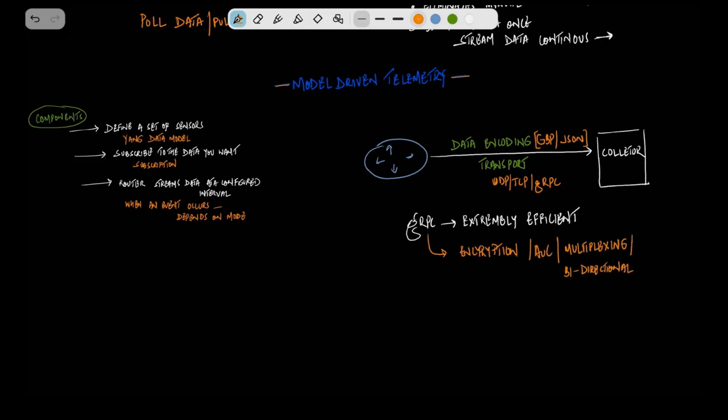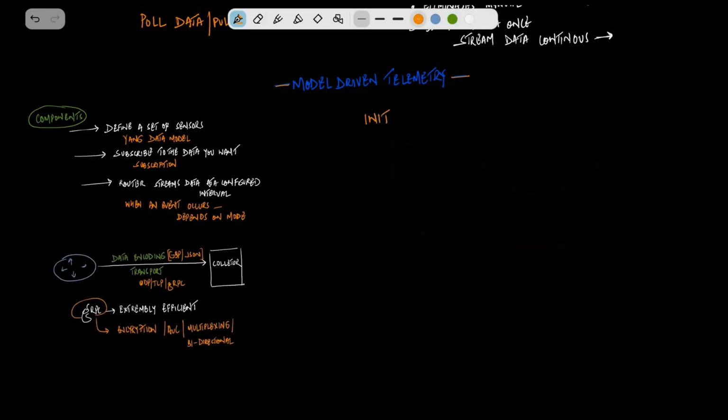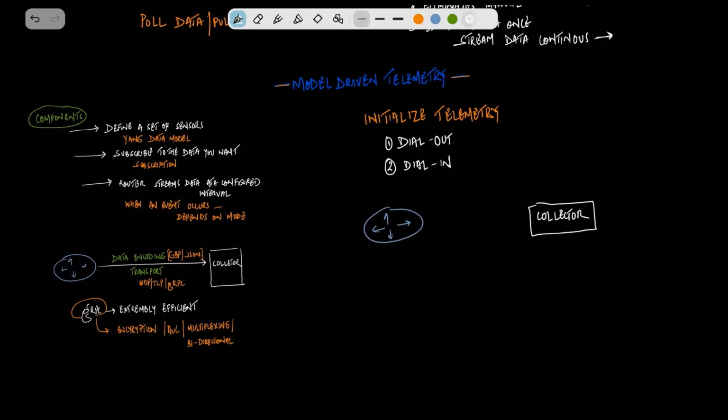There are different modes that it works with. The modes are basically dial-out and dial-in. Whenever it initializes the telemetry, we have either a dial-out or a dial-in method. The dial-out method is when the router initiates the session and streams data to the collector. We have a TCP three-way handshake, and once we have that, it will start streaming the data towards the collector. TCP and gRPC will be used, and the initiator is the device.